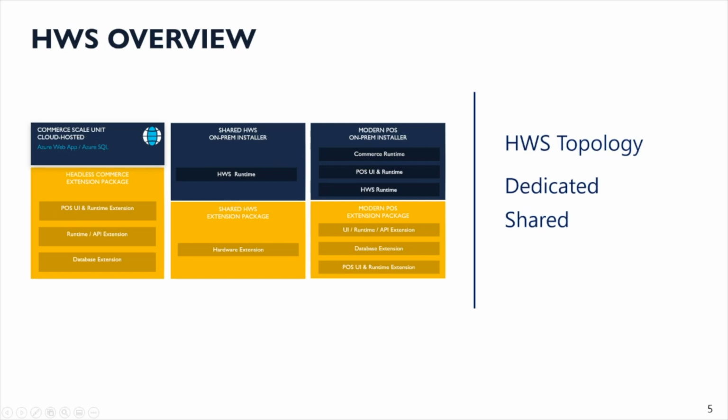Okay. So two primary types. One is the dedicated, and the other one is the shared. Dedicated is primarily used by the modern point of sale. Shared is used by both the cloud point of sale, which is hosted in the CSU or on-prem, and it can also be used by the modern point of sale. So based on your topology, you can decide. Dedicated can be used only by the modern point of sale. If it's the CPOS, the browser-based point of sale, then you must use the shared hardware station. And again, the shared hardware station can also be used by the modern point of sale. Okay, with that brief introduction, let's get to the next topic here.